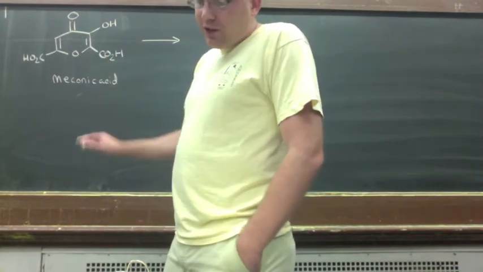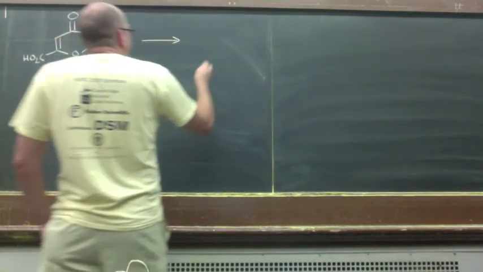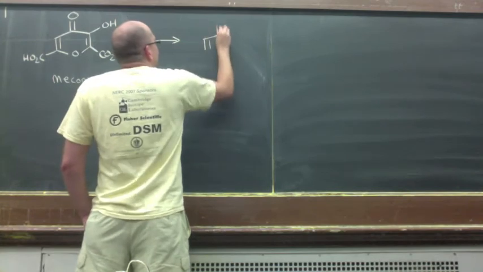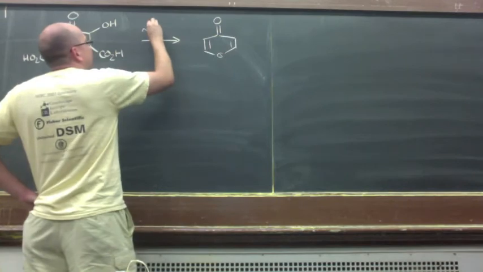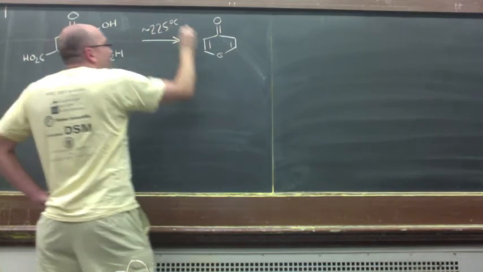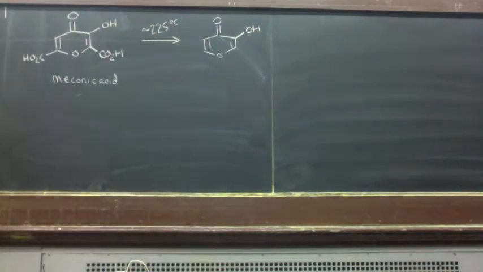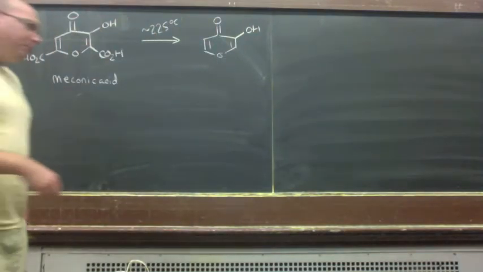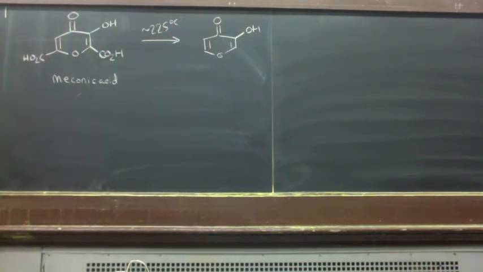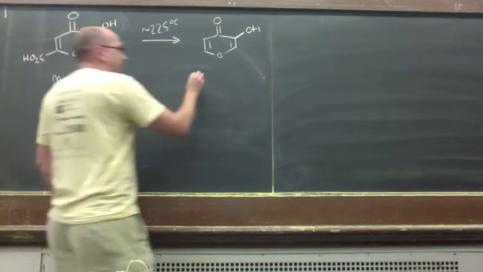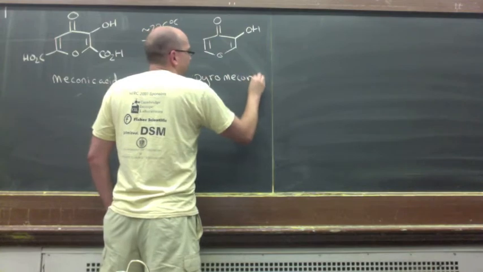But what's interesting is that a product that we work with a lot in our lab is a decarboxylated version of this. You take this molecule and heat it to like 250 or 225, I think. And what you get to is this molecule here where you've effectively done a decarboxylation. We use this reagent a little bit in some of our studies. And what's interesting about it is that the name of this compound is pyromeconic acid.